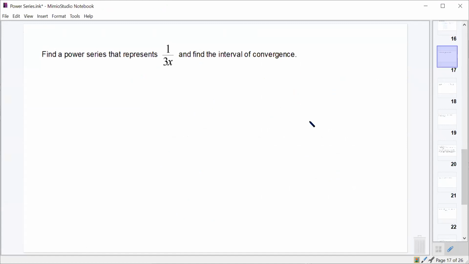Let's find a power series to represent 1 over 3x and see if we can find the interval of convergence for it. So I'm going to give you guys a couple minutes here to work on this one on your own. See if you guys can come up with a series to represent 1 over 3x and find the interval of convergence for your series. Ready, go.